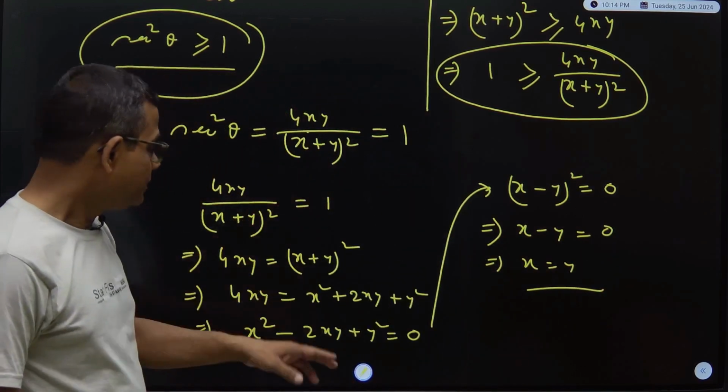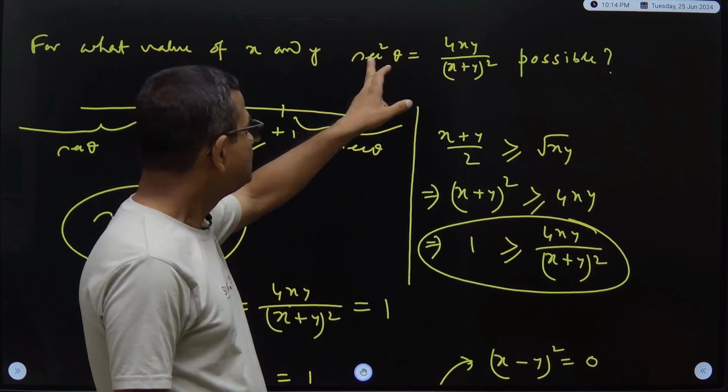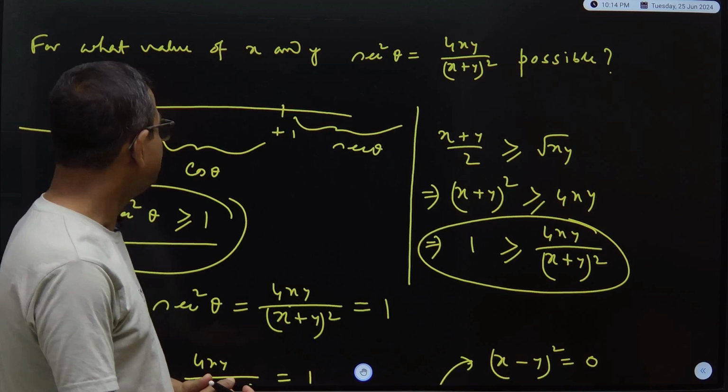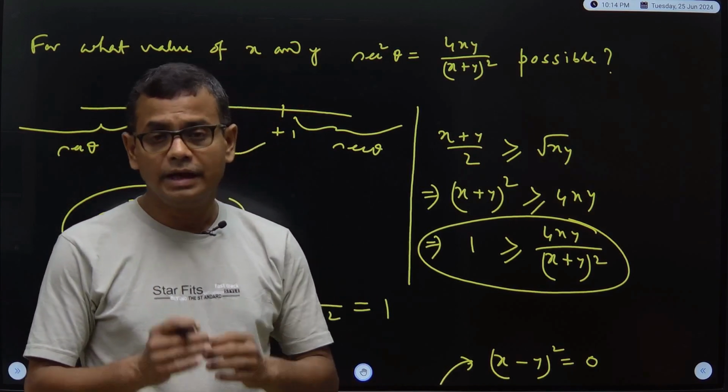Now, the given equation sec square theta equal to 4xy by (x plus y) whole square is possible only when x equals y.